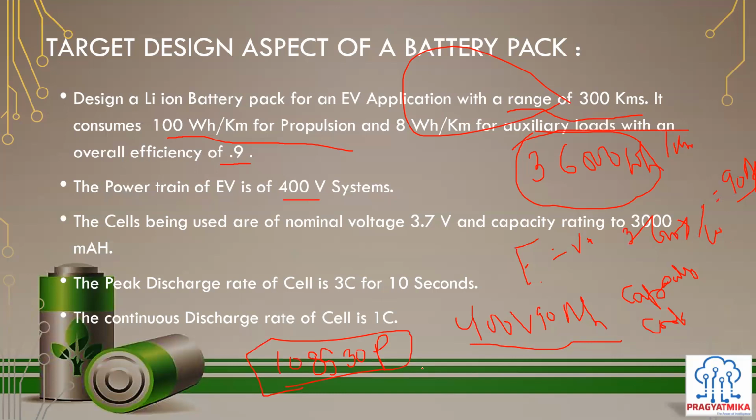This is the battery pack that we will require. And how much power can it deliver to us? Continuous discharge is 1C. So 400 into 90, around 36 kilowatt it can deliver sustainably. Power is V into I, so voltage is 400 into 90. So 36 kilowatt of standard continuous power is what we can get out of this battery pack. And for a 10 second pulse, we can get 3 times that, so 108 kilowatt is also possible.